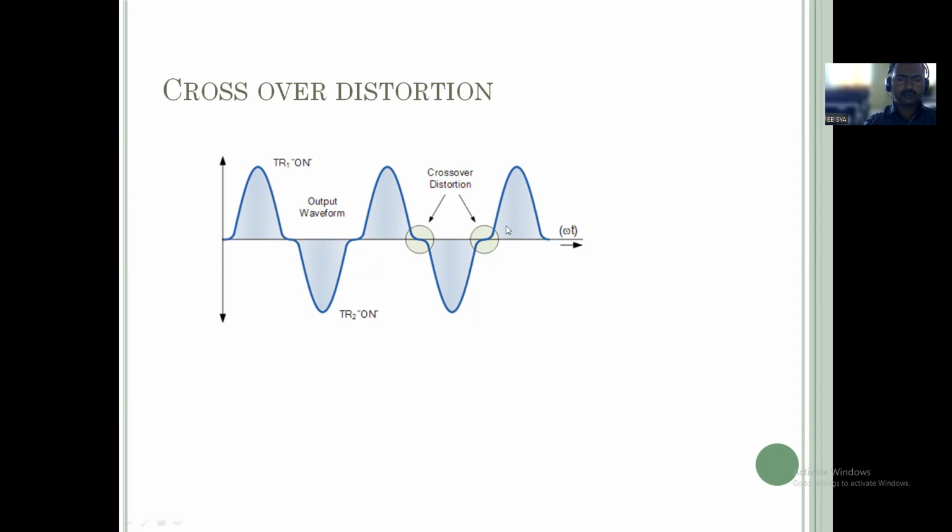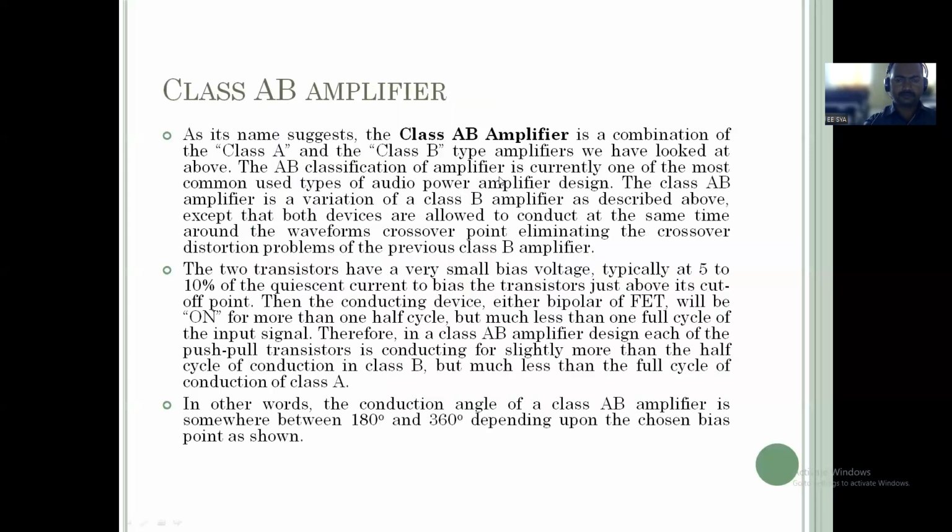This is coming with respect to the class B type of configuration. This happens due to the 0.7 volt cut-in voltage required for your transistor. So to overcome that problem, we design the class AB type of amplifier. See, the class AB type of amplifier is the combination.